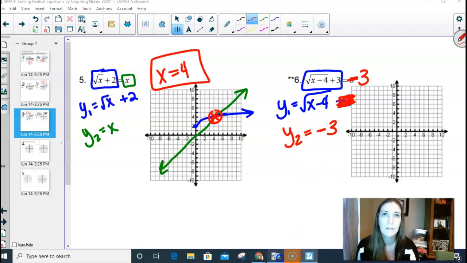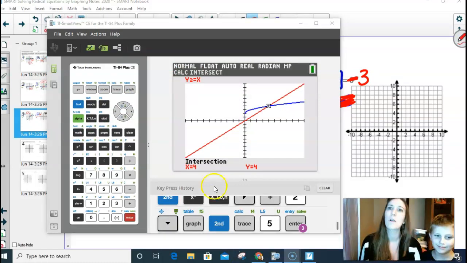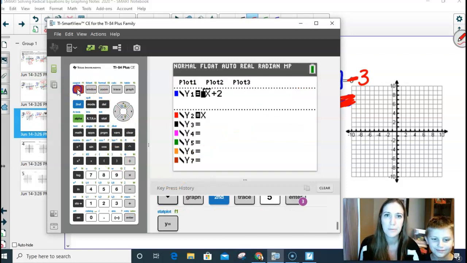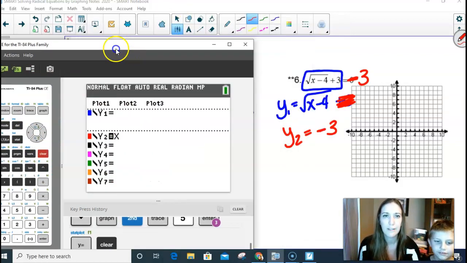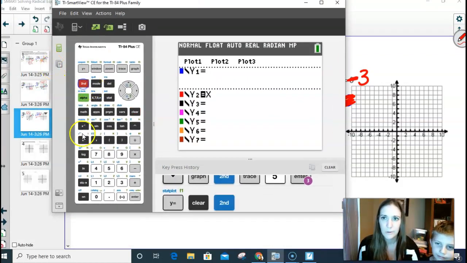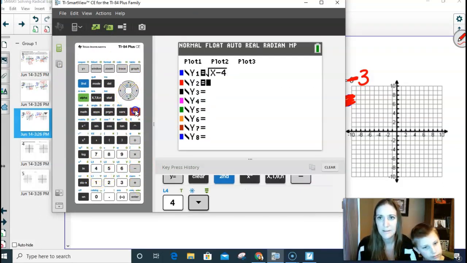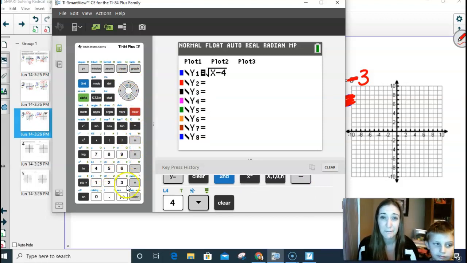What's up, Logan? Logan's here to join us on our best problem, the last problem. I already forgot what we're graphing, Logan. Let's see. We're graphing the square root of x minus 4. So square root. Now this time make sure it's a subtraction symbol again. And then down here, it wants to have an intersection with -3. So this time use a negative symbol.